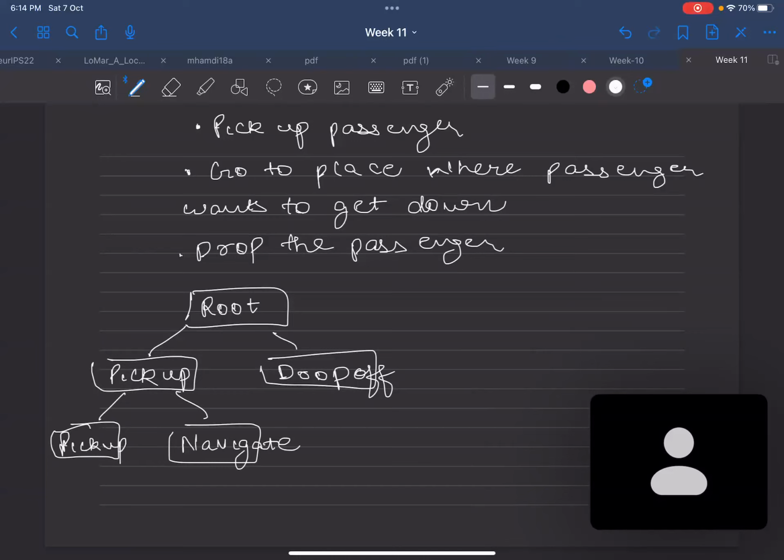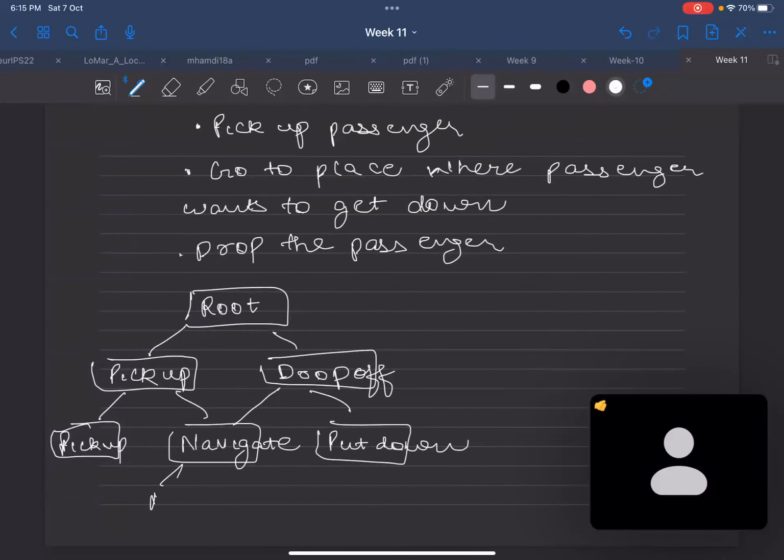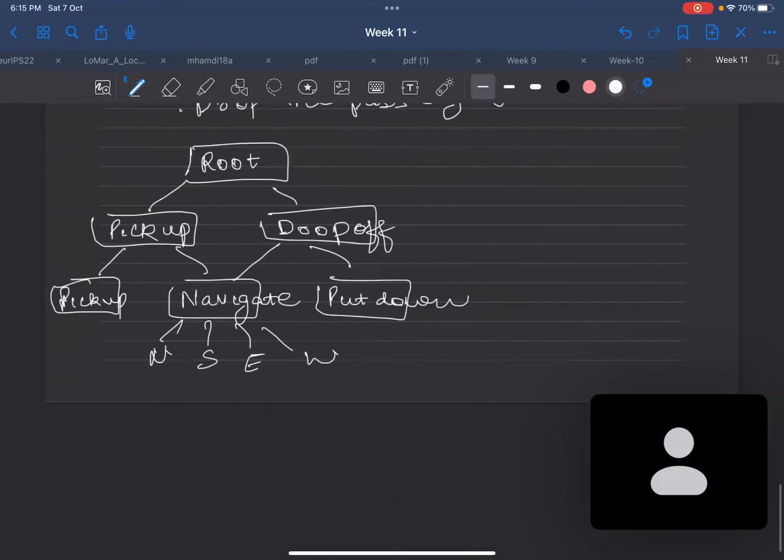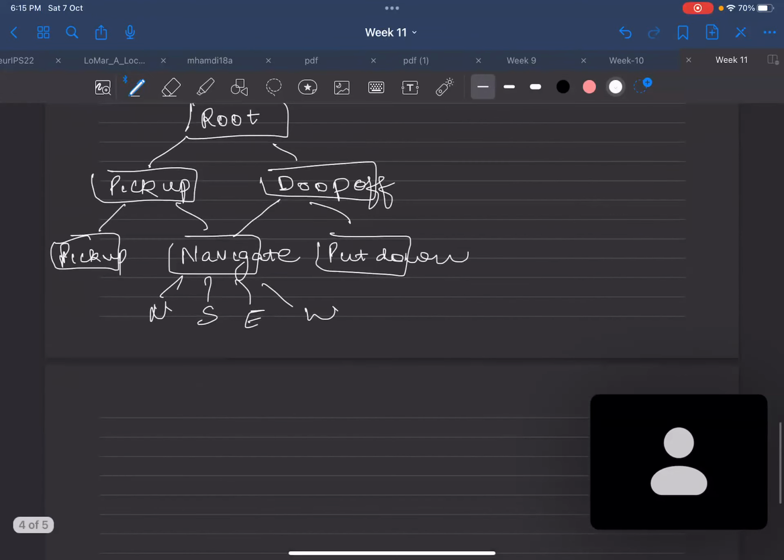To complete the pickup task, the taxi driver has to navigate to where it has to go to pick up. First, navigate, that is the action. And the other action is the taxi driver has to pick up. And if the taxi driver has to drop off also, then the taxi driver has to navigate and then put down. Am I correct? Yes. Okay. Now the navigation can be north, east, west, any direction. This is how the whole structure is.